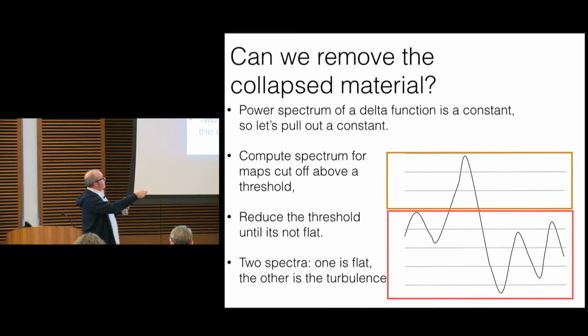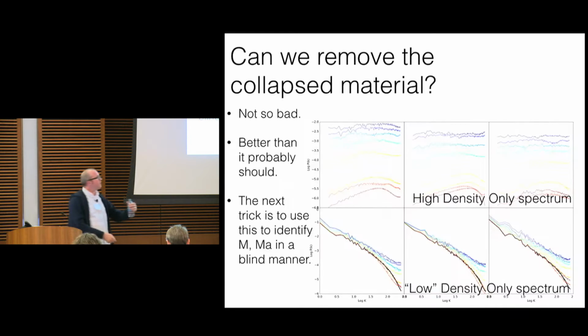So we have the top of our mountain, and then we have the mountain with the mountaintop removed. So in West Virginia, they do this to get the coal. Here I'm doing this to get the turbulence and removing the effects of the self-gravity. So does that work? It works probably better than it should.